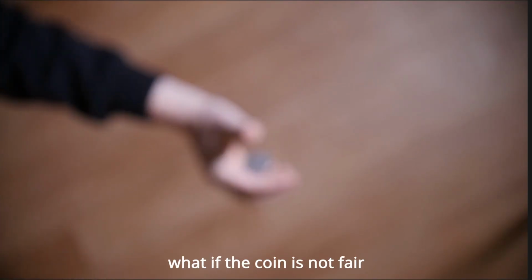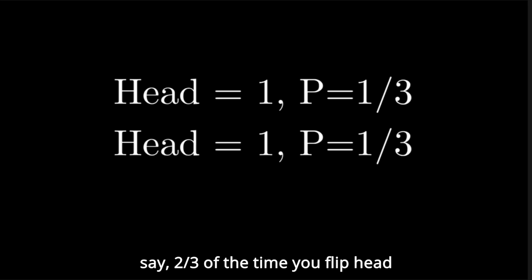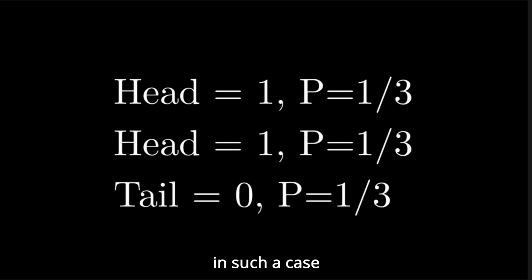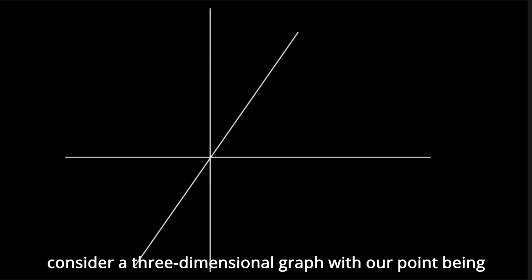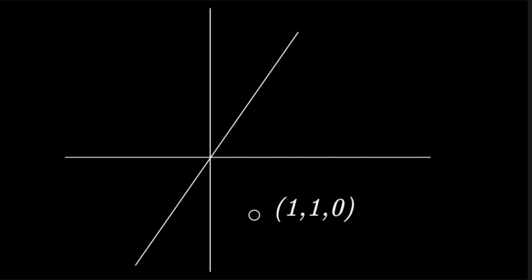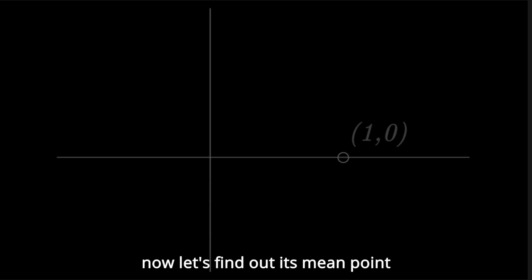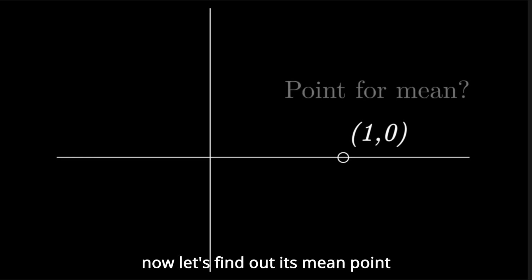By the way, what if the coin is not fair? Say 2/3 of the time you flip head, 1/3 you flip tail. In such a case, consider a three-dimensional graph with our point being (1, 1, 0). That makes sense? Now, let's find out its mean point.